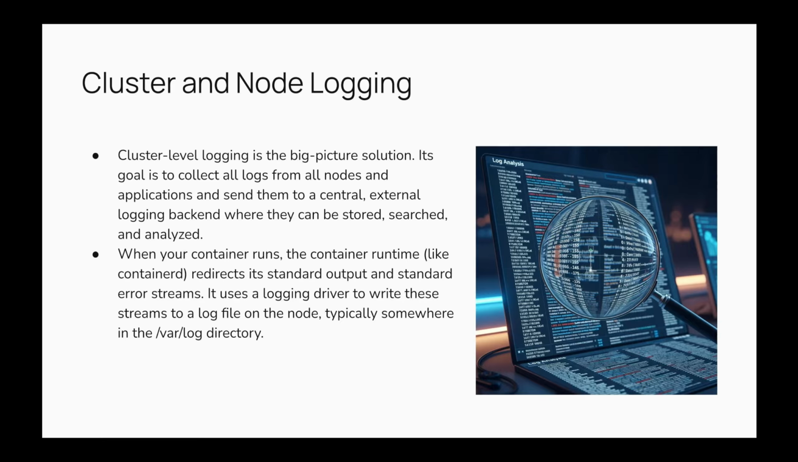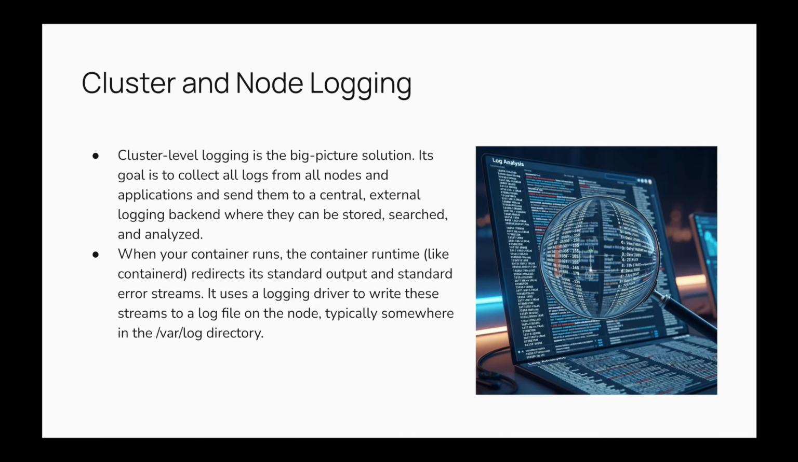We can break our logging strategy down into two main levels: cluster logging and node logging. First, cluster logging. Cluster-level logging is a big picture solution. Its goal is to collect all logs from all nodes and applications and send them to a central external logging backend where they can be stored, searched, or analyzed. Kubernetes doesn't provide a single native solution for this. Instead, it supports a few common patterns.